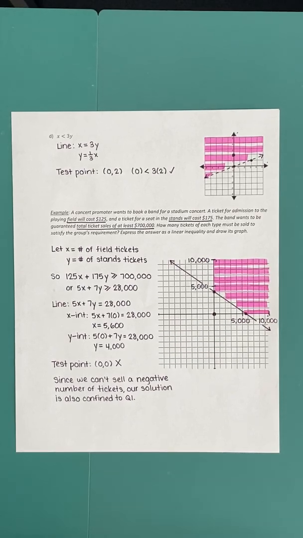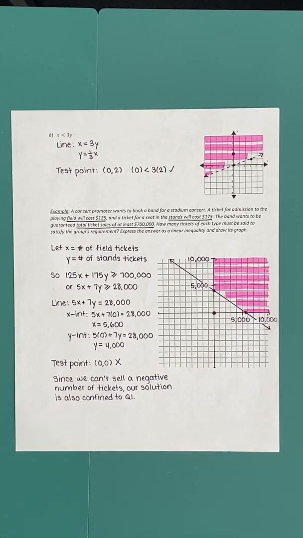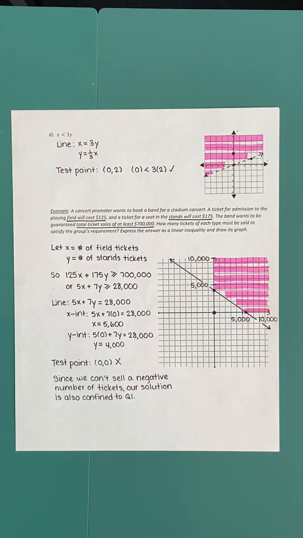Okay, so let's look at an example of how we might use something like this. How does a linear inequality come into play? How might we use something like this to model a situation? Well, here's our setup. A concert promoter wants to book a band for a stadium concert. A ticket for admission to the playing field will cost $125, and a ticket for a seat in the stands will cost $175. Now, the band wants to be guaranteed total ticket sales of at least $700,000.